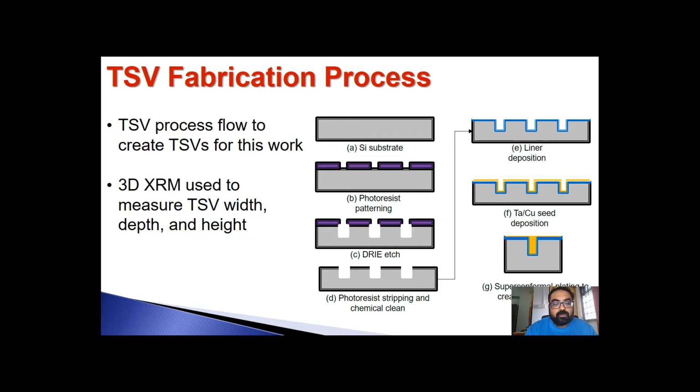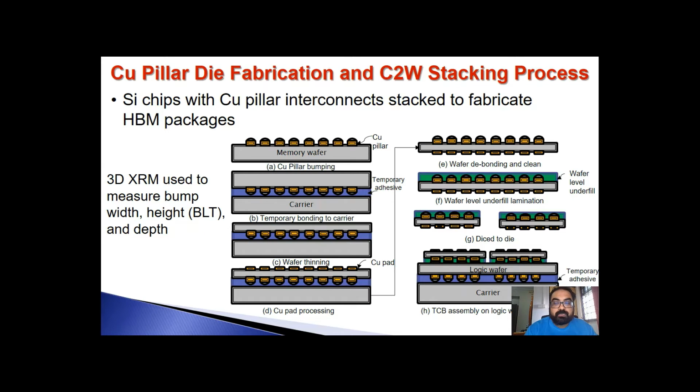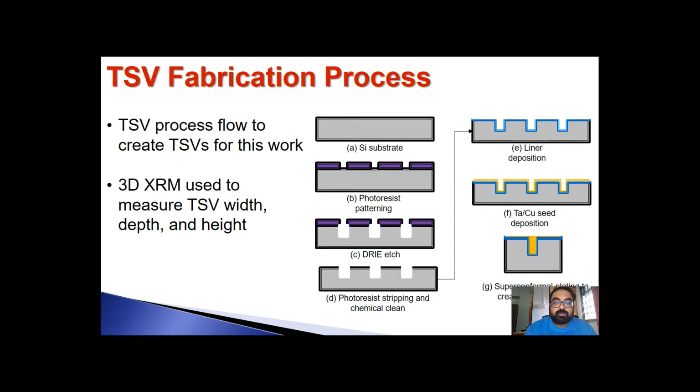And after that, we do a chemical clean and photoresist stripping, as you can see in the figure, followed by liner deposition, and at the very end we'll do copper seed deposition and super conformal plating to create void-free TSVs. So essentially, this is how we will create and fabricate our TSVs. And after that, we'll be using a 3D XRM tool to measure the TSV width, depth, and height.